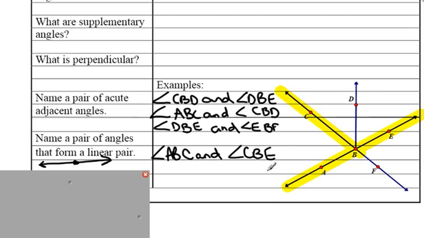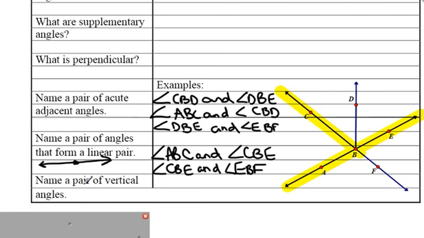So now I'd like for you to pause the video and see if you can come up with another pair of angles that form a linear pair. And CBE and EBF, that's just an example that I came up with, but if you came up with something else, please raise your hand and let me know, and I'll be happy to check it for you.